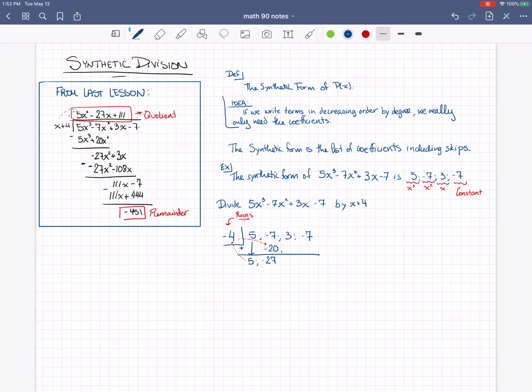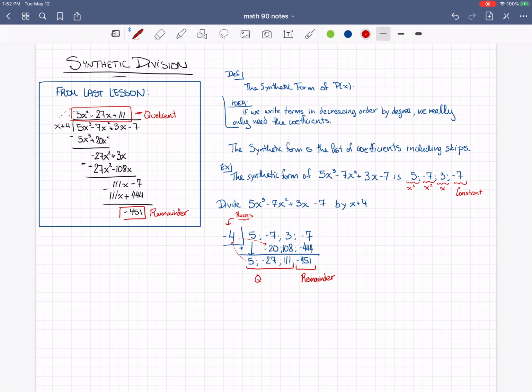And then repeat. So again, I'm not going to do the dots again, but look, negative 27 times negative 4 is positive 108. Add, we have 111. 111 times negative 4 is negative 444. Add, it is negative 451. Well, we're done. This is our remainder. And sure enough, you can look here at the example from last time, and that is in fact our remainder there. And this is the synthetic form of our quotient.